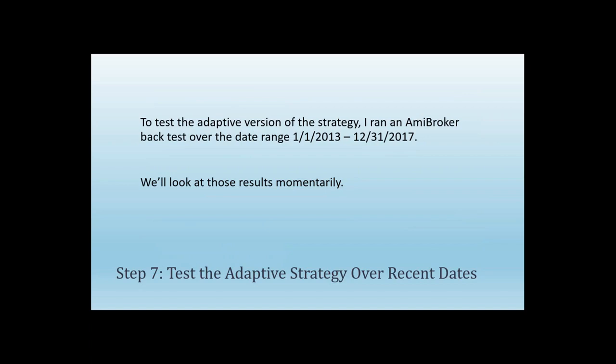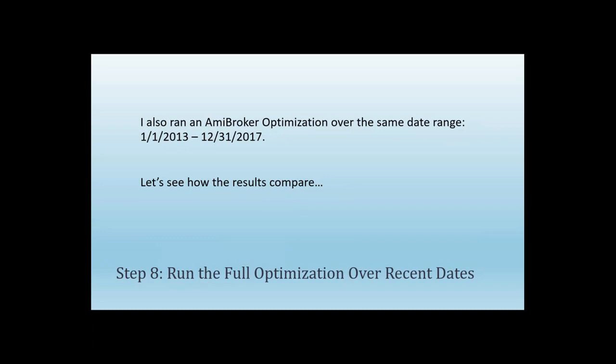All right, so we found all of our favorite parameters. We've built them into a new adaptive version of our trading strategy, and then we're going to go back and run both that adaptive strategy and the original strategy as an optimization over a new date range. Our new date range in this particular case is going to be January 1st, 2013 through the end of 2017. I stopped there simply because I wanted to have full years in my backtest report and not mess around with a partial year for 2018. All right, so let's take a look at how things turned out.